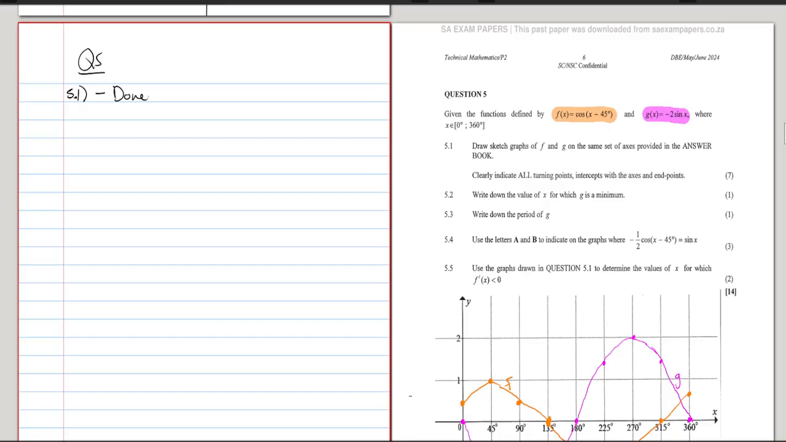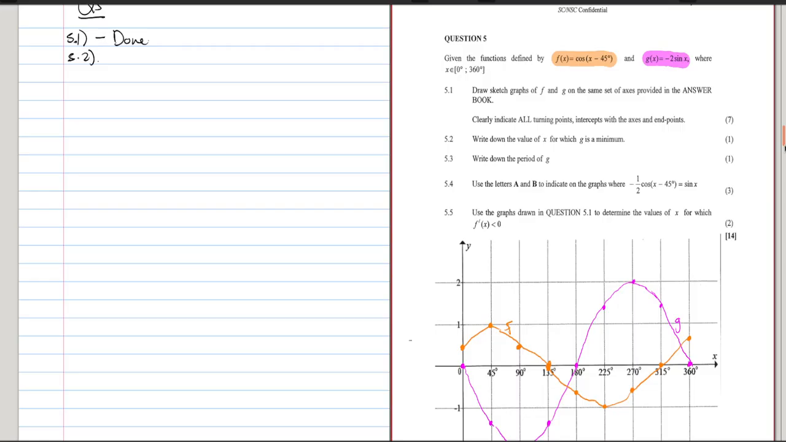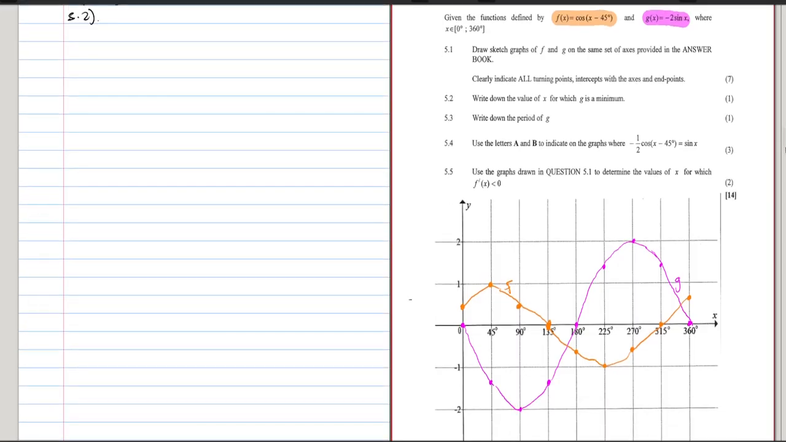Now we are doing question 5.2. Write down the value of x for which g is a minimum. Where g is a minimum. Now, let me use a marker that is green. I'm going to show off the maximum point using green for both graphs. So this is g, that's maximum. That's maximum for f as well. Alright. Now, we're going to look for minimum points.